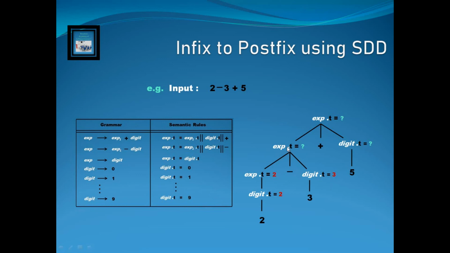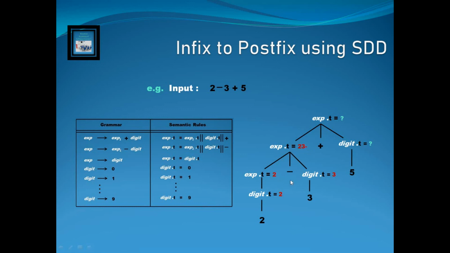Similarly, in order to compute this expression's postfix form, we see what production is going to be used here. The production is expression can have the form of expression minus digit, and the semantic rules say that this main expression's postfix form will be equal to the sub expression's postfix form, which is 2, then the digit's postfix form, which is 3, and then the minus will come. So this expression's postfix form will be equal to 2 3 minus.